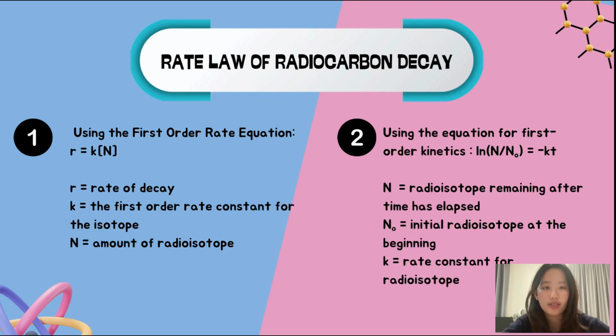And in the second equation, the left side is the natural logarithm of the ratio of the amount remaining, which is N, to the initial amount, which is N0. This ratio represents the fraction of the original radioisotope that has not decayed. And on the right side, the negative of the rate constant, which determines how quickly it decays, times the time elapsed since the initial measurement. This equation helps to predict the amount of a radioisotope remaining at a given time.